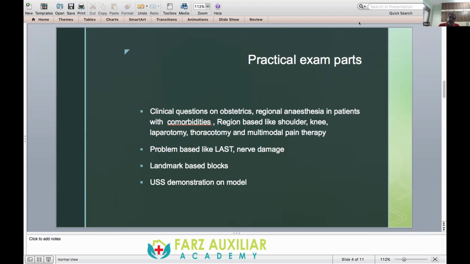The last two are the practical part, which is landmark-based blocks. Landmark-based blocks are very common in the European exam. In the Indian exam, it's not that rampant. They may ask you just one sentence about which landmark you are palpating, but Indian exams are mostly ultrasound-based. But in the European exam, there are equal marks for landmark-based and ultrasound demonstration. So you have to learn both of them if you go for the European exam. But for the Indian exam, it should be all right if you only know the ultrasound anatomy of that respective region.